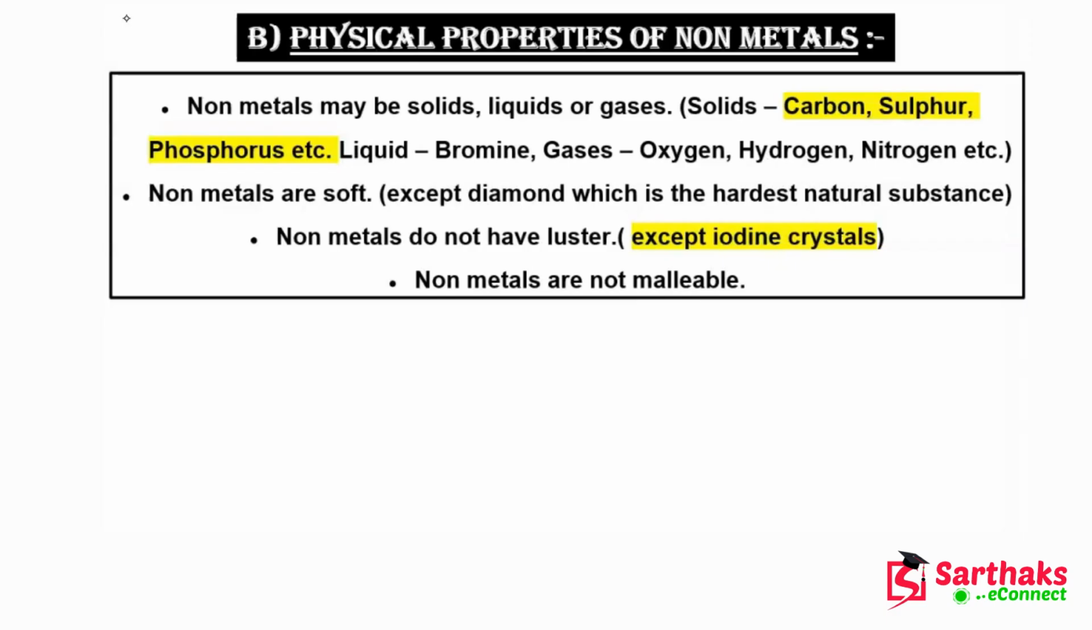Now if you are asked what are some non-metals found in liquid state, bromine is found in liquid state. And what are the non-metals found in gaseous state? Oxygen, hydrogen, and nitrogen. These are the non-metals found in gaseous state. So I hope, guys, this is clear to you. Now let's move ahead and talk about the second point.